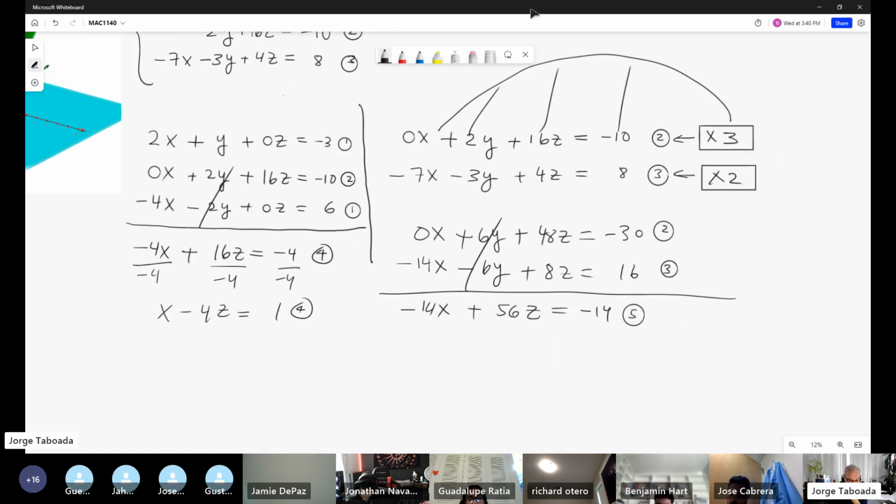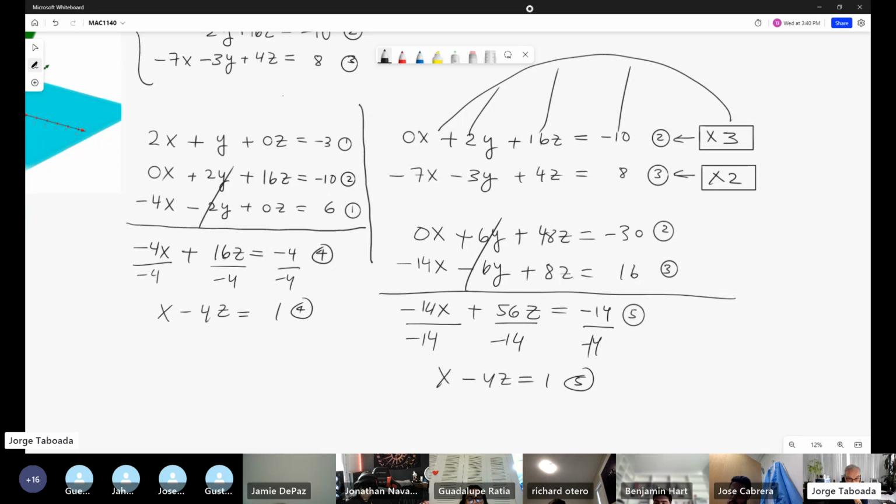You can divide by negative 14. Suppose, guys, you don't realize this, no problem, you can see it after. You divide by negative 14, you get x, and 56 divided by negative 14 is 4, but positive divided by negative is negative 4z, equals 1. And it's equation 5.